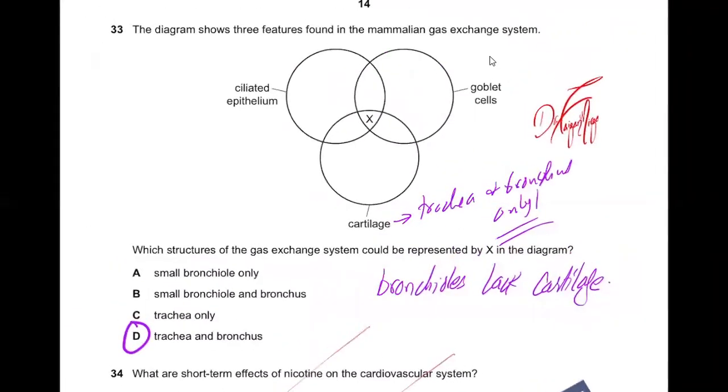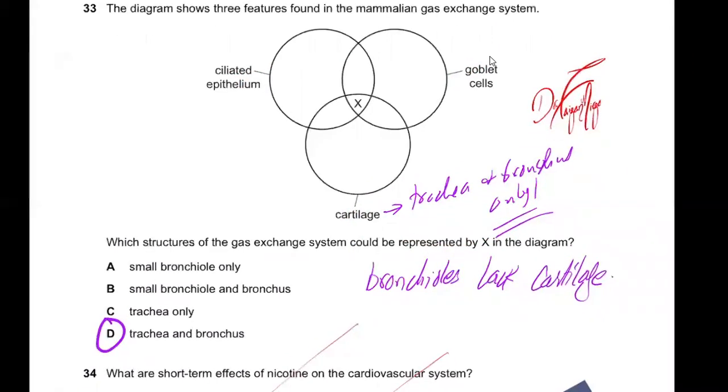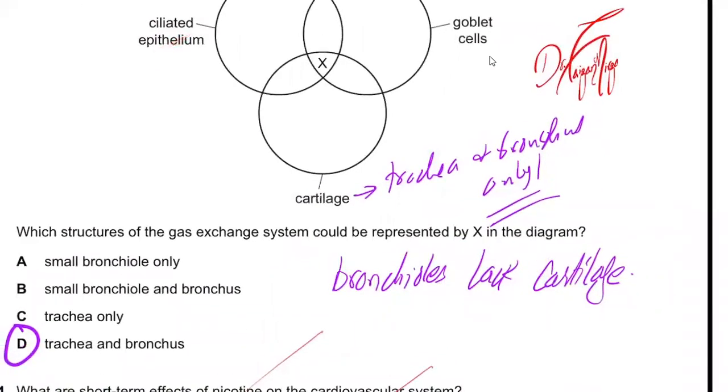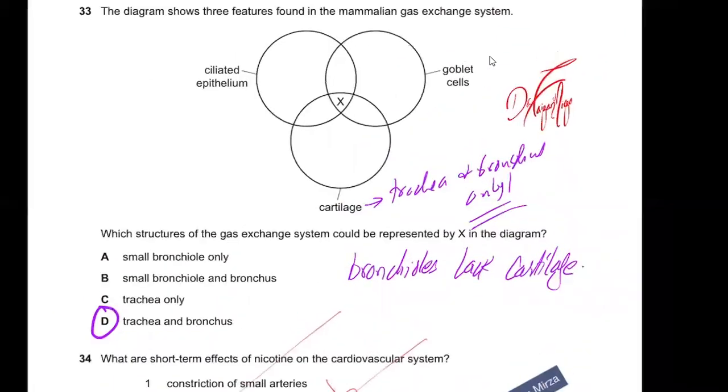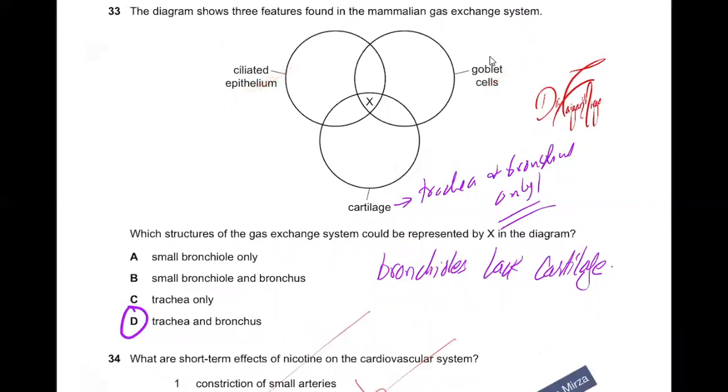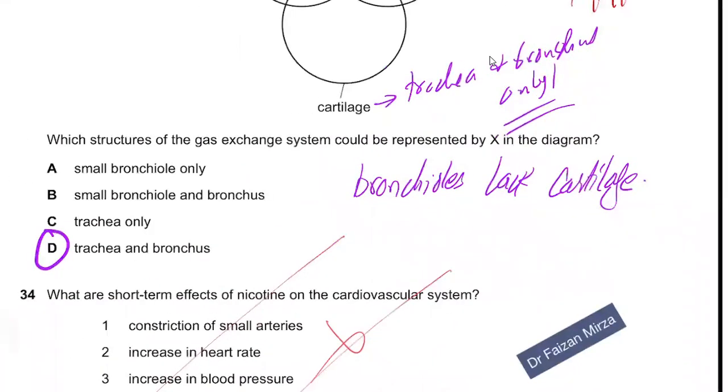The diagram shows three features found in the mammalian gas exchange system: ciliated epithelium, goblet cell, cartilage. Just recall, trachea and bronchus only are the structures in the gas exchange system that have all three structures: ciliated epithelium, goblet cells, as well as the cartilage. Bronchioles lack cartilage. Bronchioles will have ciliated epithelium, they may have goblet cells, but they will not have the cartilage.